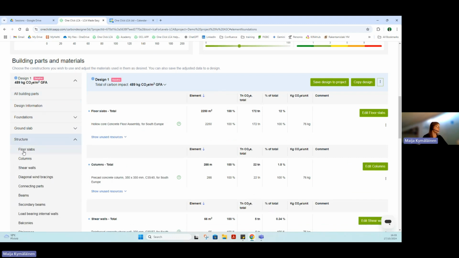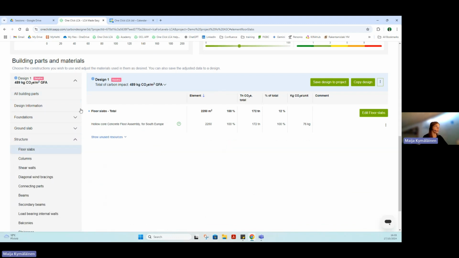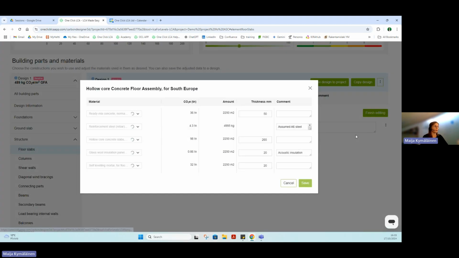We could go to structure, floor slabs, and only have that shown here, or we can of course view them all at the same time. We can see that our typical structure here would be a hollow core concrete floor assembly for South Europe. We have to click this edit, and then we have these 3 dots here. Then we have edit, and here we can actually see what the materials are within this particular construction.